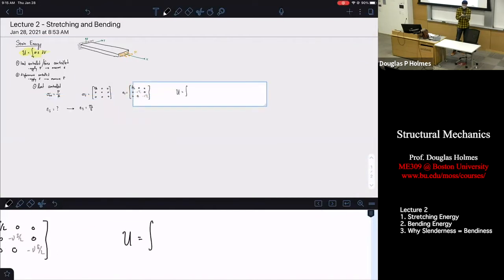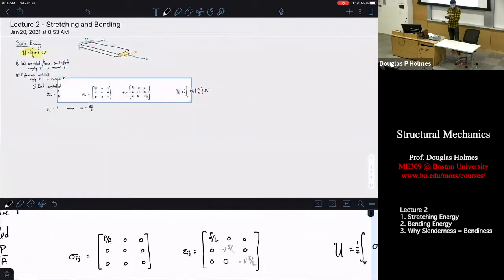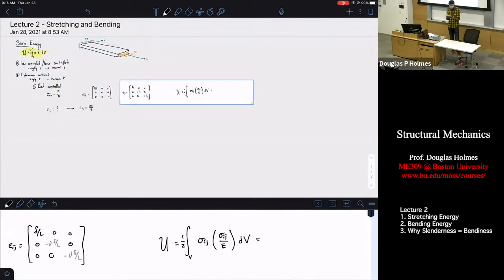So we can say, I'm going to integrate over the volume and I'm going to get sigma ij times sigma ij over E. That's coming from our representation of strain using Hooke's law. Oops, I lost a half, didn't I? See, I told you I was going to lose a lot of halves. Okay. So again, this becomes 1/2 sigma ij squared over E. And we know that sigma ij has only one term that's not 0. It's P over A. And so this becomes the integral of P squared over EA squared dV.